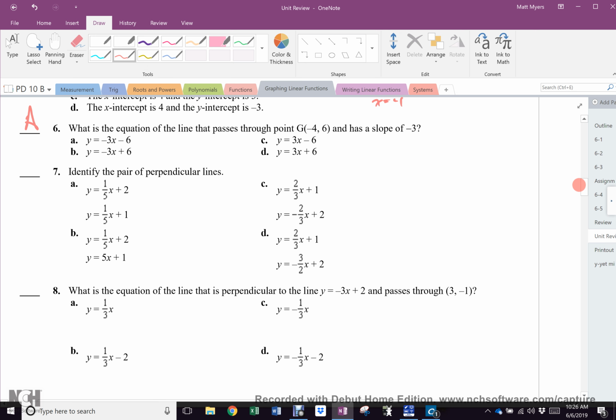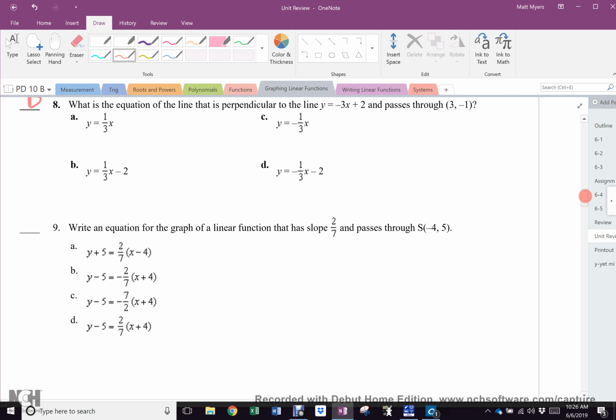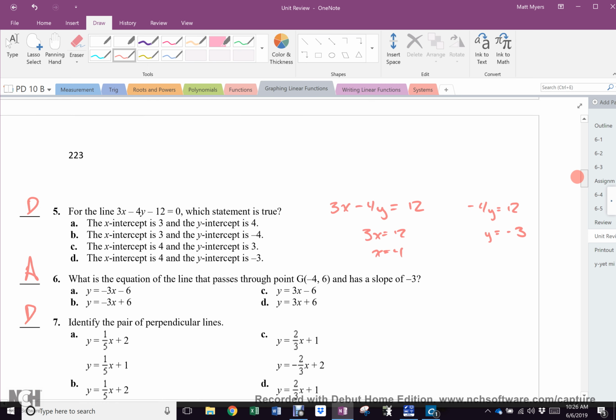Perpendicular lines. Which is it? D. Which is it? A or B? B. And number 9 is D. That page is out of 5, I believe.